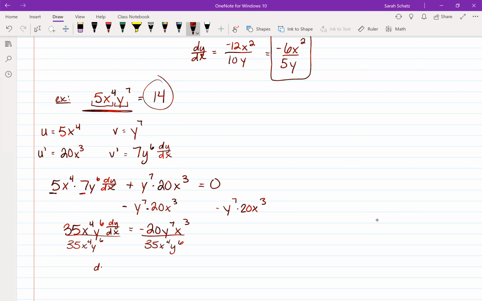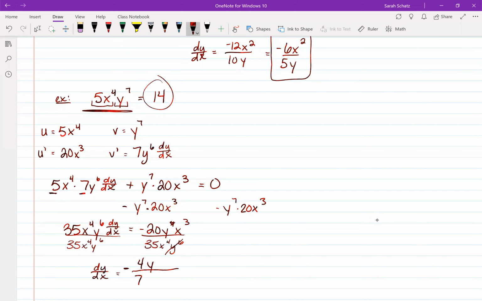And then I've isolated dy/dx. So let's see what I can reduce here. The 20 over 35, now remember it still is negative, but I could take a 5 out of both of these and end up with a 4 over 7. Now what about the y's? If you take y to the 6th out of both, then the y's on the bottom are gone and you're just left with a y on top.